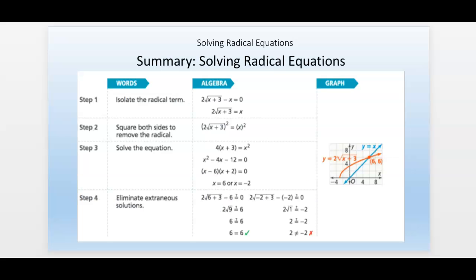All right, just a quick summary here, guys. Remember, you isolate the radical term first when you're solving, and then square both sides of the equation. All right, then you can solve it from there. Once you get your solutions, check to make sure that both solutions work if there's 2 of them. I mean, even if there's 1 of them, why don't you just double check to make sure, okay?